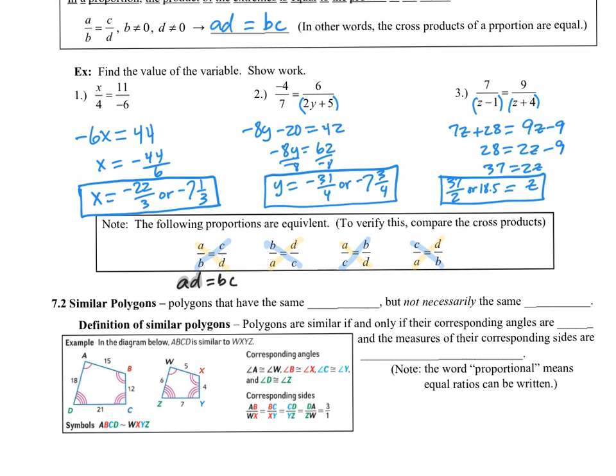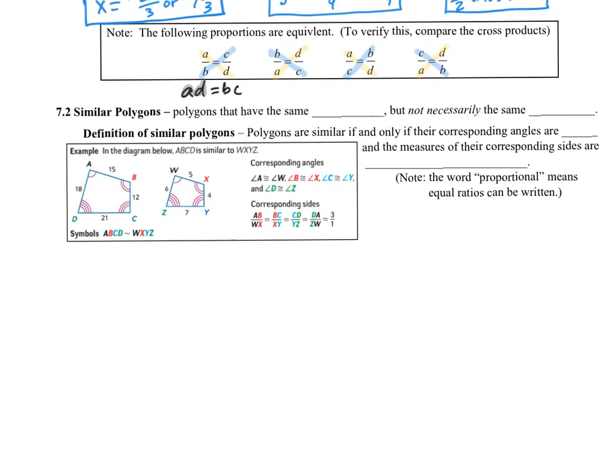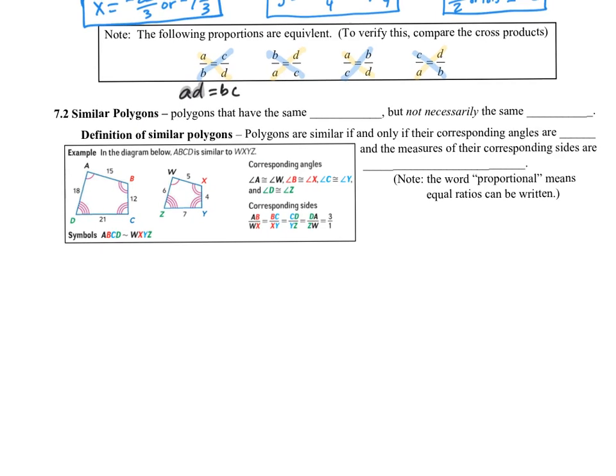So now we're ready to talk about what this unit is going to be all about, and that is similar polygons. So just like we had a definition of congruent polygons, now we're going to have a definition of similar polygons. And that definition says the following: polygons that have the same shape but not necessarily the same size are polygons that we say are similar, okay?